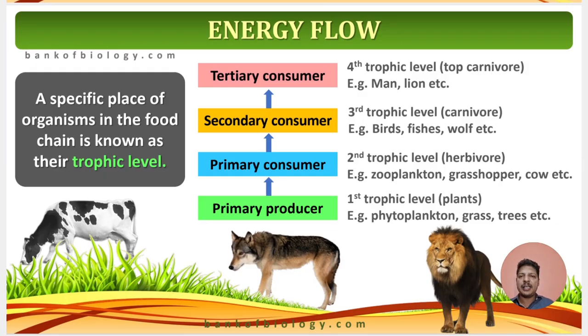Then, trophic level. A specific place of organisms in the food chain is known as trophic level. The first trophic level is the primary producers, that are plants, phytoplankton, grasses, trees. Then primary consumers, the second trophic level, are herbivores, that are zooplankton, grasshopper, cow. Secondary consumers are the third trophic level, that are carnivores, birds, fishes, wolf, and tertiary consumers, the fourth trophic level, are top carnivores, for example man, lion, etc.